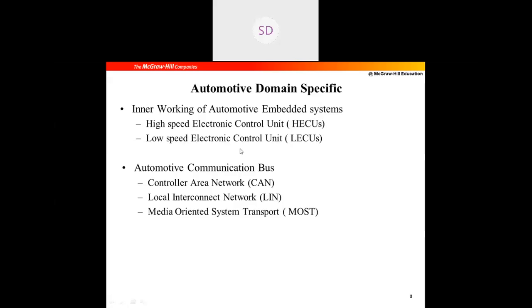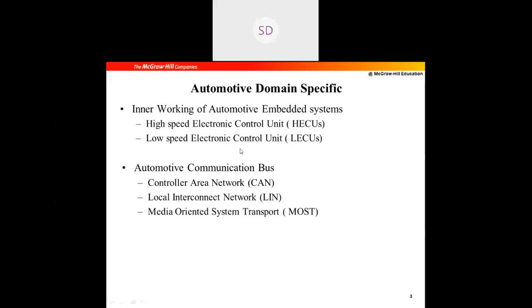If the airbag doesn't open when the collision occurs, then what is the use of having an airbag? Or if the anti-braking system doesn't work at the instant you apply a brake, what is the use of having an ABS? It has to be executed, and it has to be very fast. So all such applications fall under the high-speed electronic control unit. For this, very high-speed buses will be used, and the processors or controllers we use will also be of high speed. They should execute a particular task within the time interval.